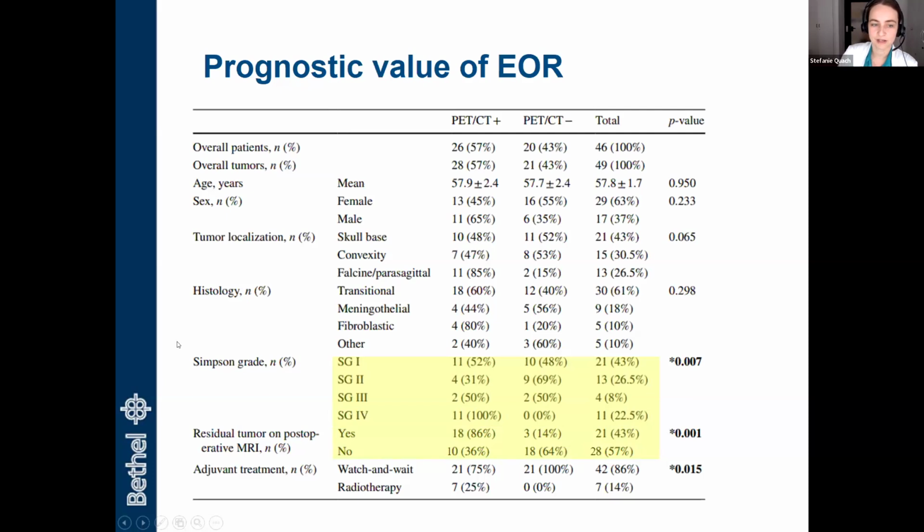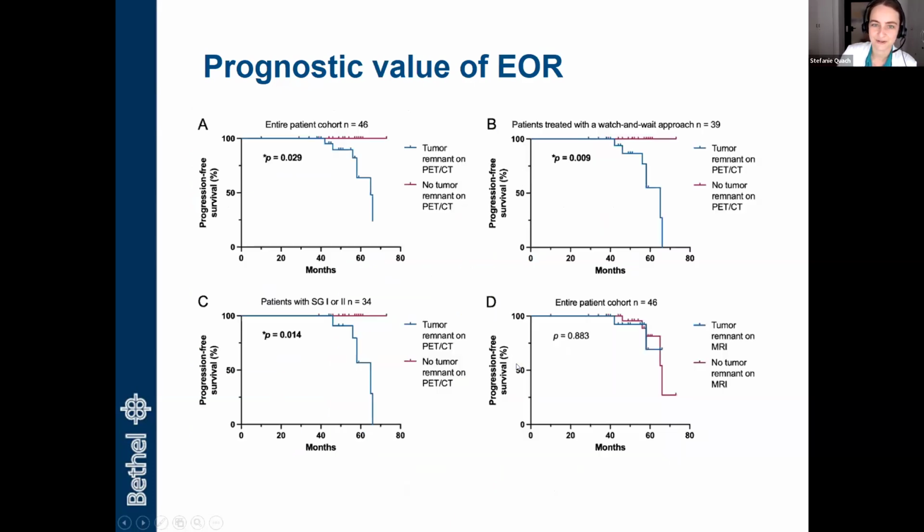So does this play a role, especially in these patients? Is there a prognostic difference? And in this cohort, they could show that there is. So if you look at the entire patient cohort of 46 patients, those that had no tumor remnant on PET-CT did not have any recurrence of tumor over the time of follow-up, whereas the patients that had a tumor remnant on PET-CT had the tumor progression in so many cases that it reached statistical significance even in the, for meningioma, relatively short follow-up of 5 years.